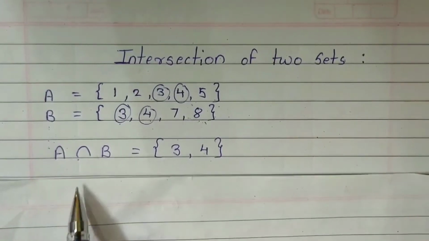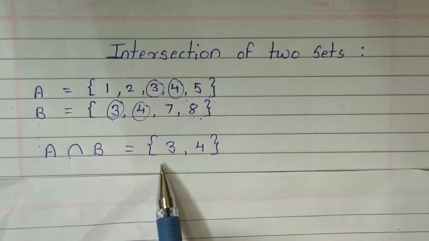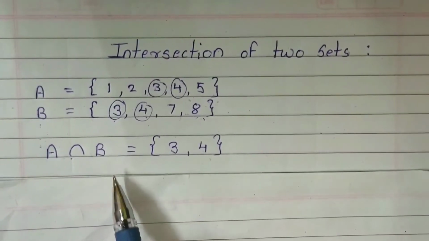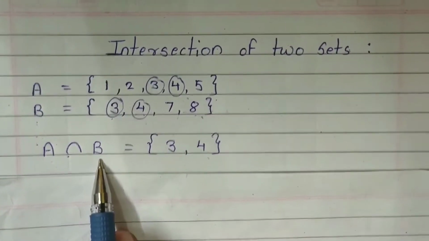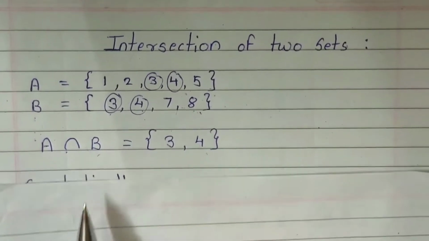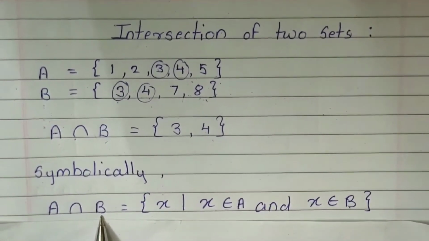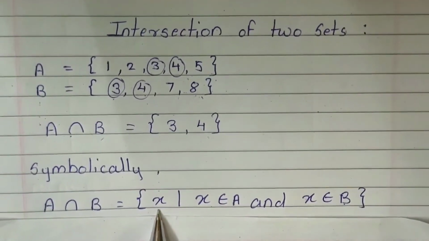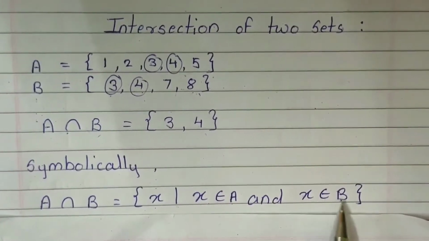So the definition of intersection of two set is the set of all common element of A and B is called the intersection of A and B. Symbolically we can represent it as below. A intersection B is a set of all x such that x belongs to A and x belongs to B as well.